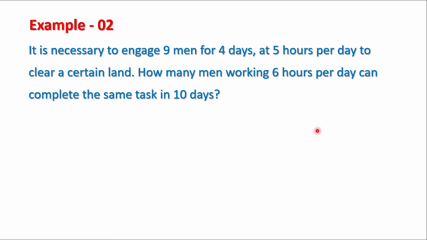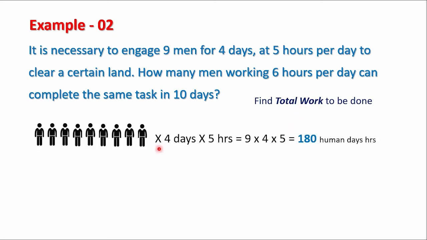Now to handle this problem, first of all, we have to find the total work. That we can find like this: 9 men into 4 days, every day 5 hours. That means 9 into 4 into 5, that is 180 human hours. This much work we have to do according to this example. Now the second part: earlier they worked 4 days at 5 hours per day. Now they work 10 days at 6 hours per day.